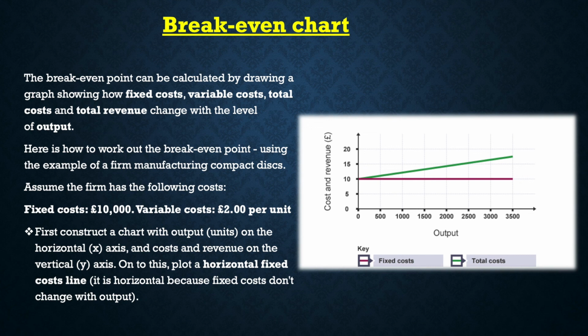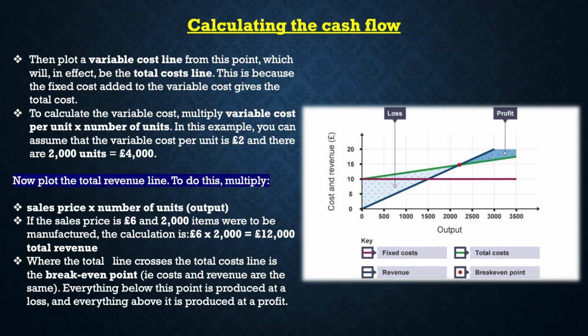First, construct a chart with output units on the horizontal x-axis and cost and revenue on the vertical y-axis. To this, plot a horizontal fixed cost line. It is horizontal because fixed costs don't change with output. Then plot a variable cost line from this point, which will in effect be the total cost line. This is because the fixed cost added to the variable cost gives the total cost.